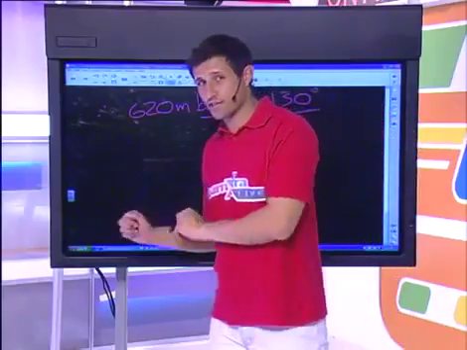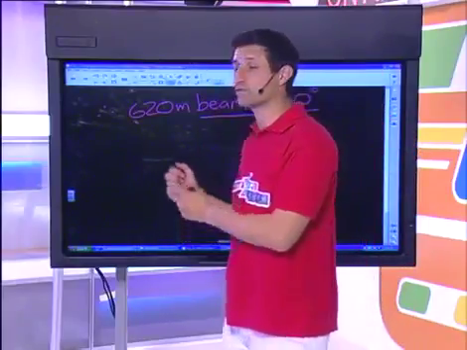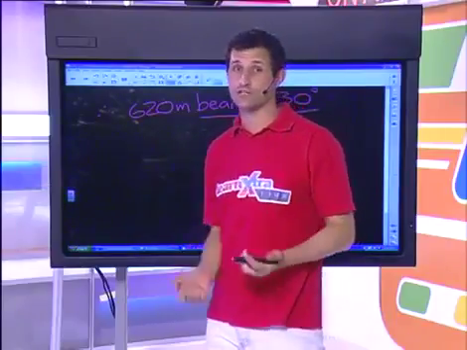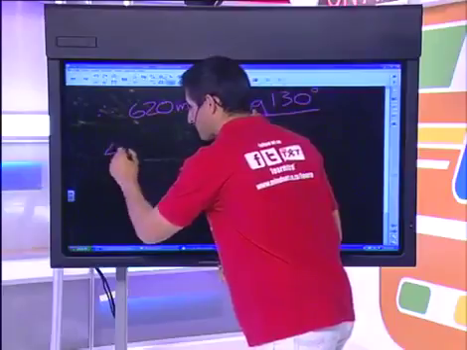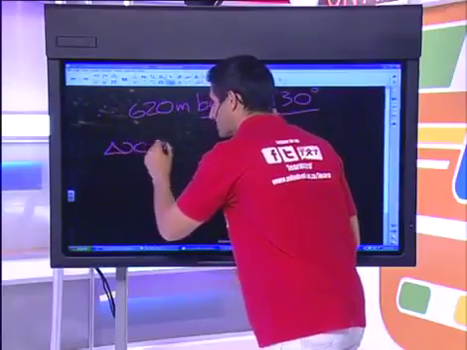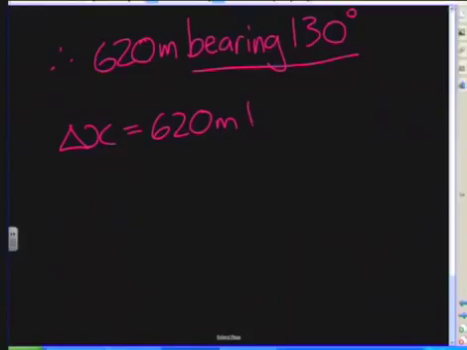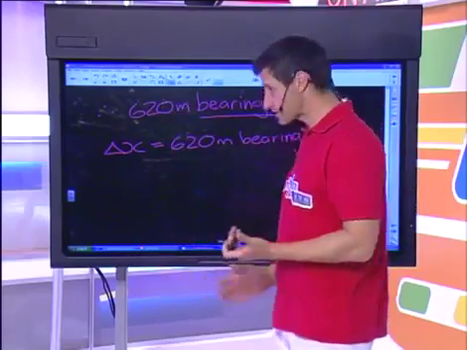Now, if you're watching very carefully, last week I said that the symbol for change in position, especially along a flat ground, was change in x. So therefore, delta x is equal to 620 meters with a bearing of 130 degrees. So that tells me how far I went and in which direction I landed up. And that is how I get to my vector.